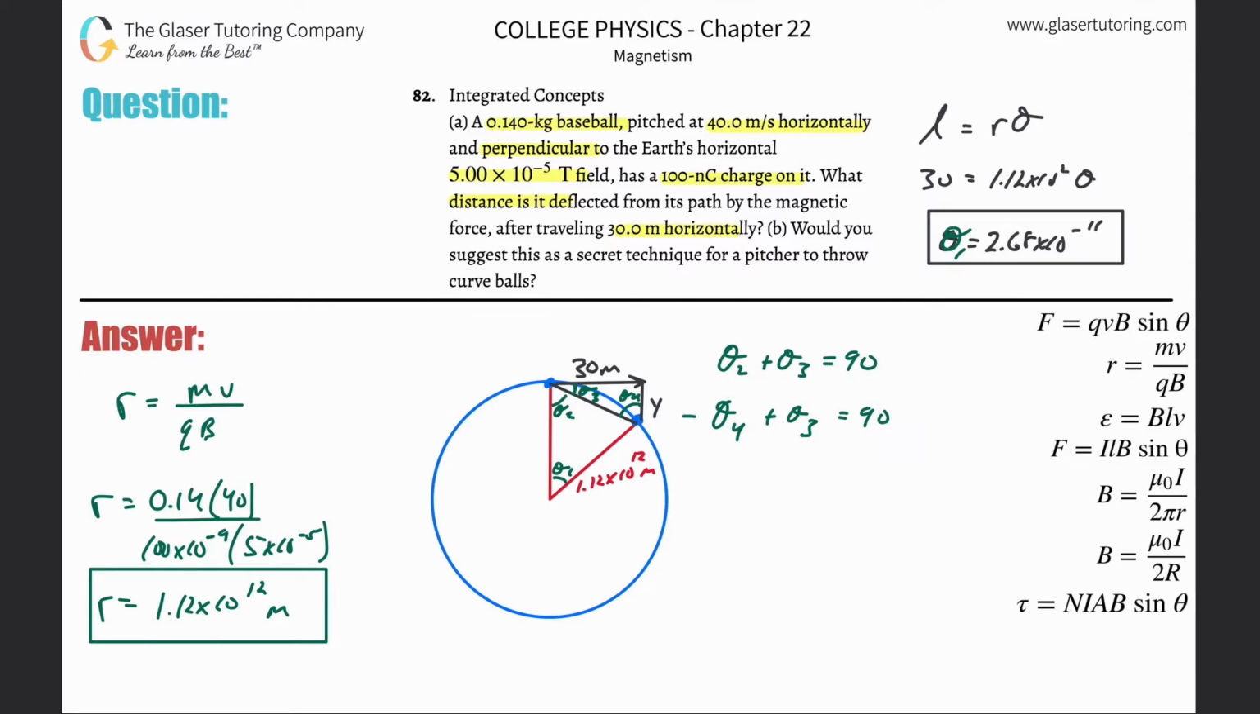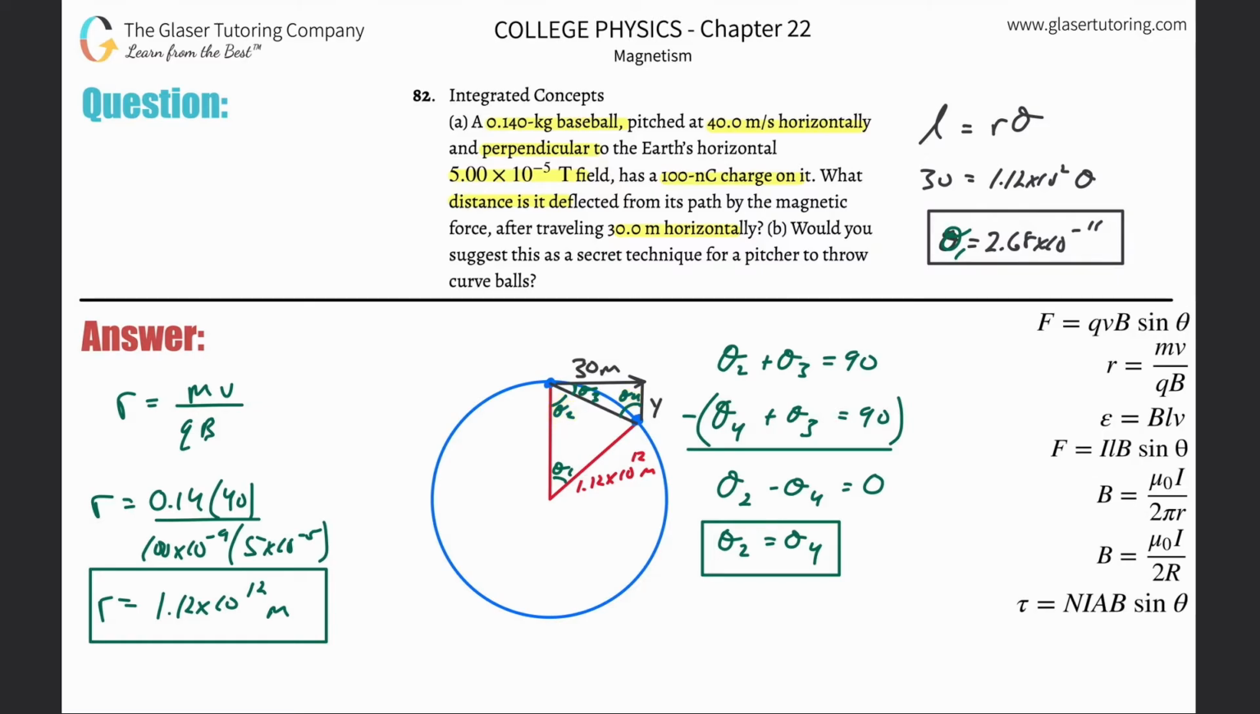You can do all types of substitutions if you want. All I'm going to do is subtract these two equations from one another. And that tells me that theta 2 minus theta 4 is equal to 0. In other words, theta 2 is equal to theta 4. Oh, that's interesting. What we just found is that this theta 2 right here is equal to this theta 4. They're equal.